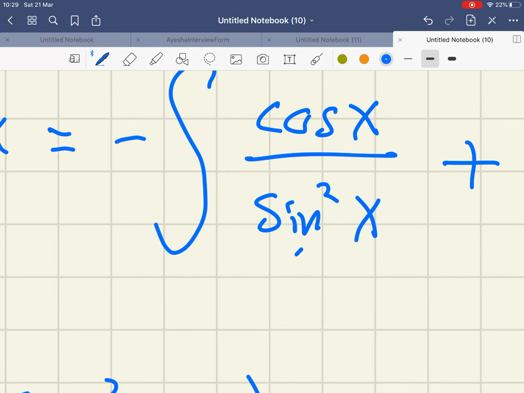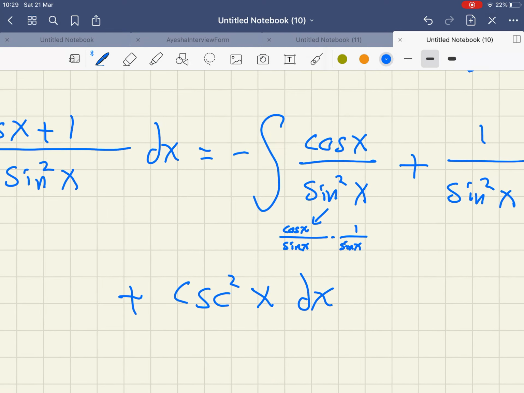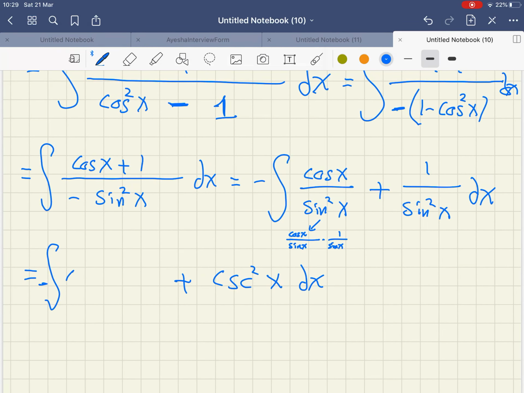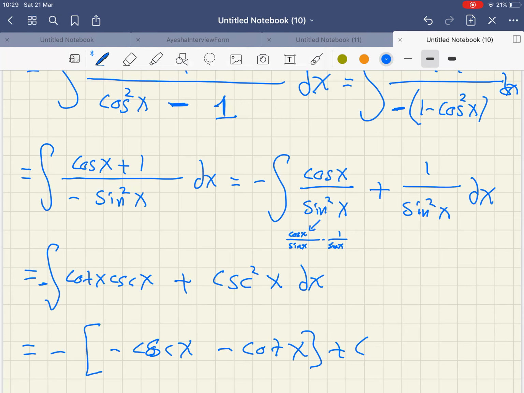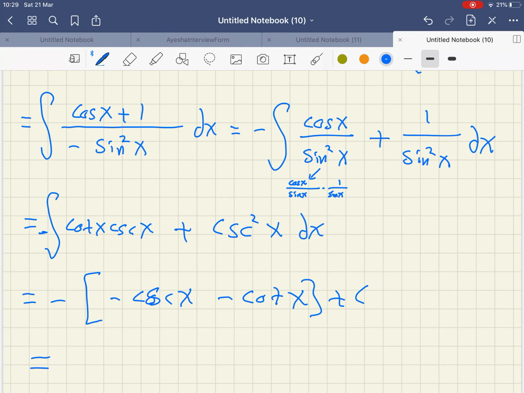Now, for this one, I will write it as cosine x over sine x times 1 over sine x, which means it will be cotan x cosecant x dx. And now the integration is very simple. This is just minus cosecant x, and this is minus cot x plus c. Take the negative inside. The final answer is this one, plus c.